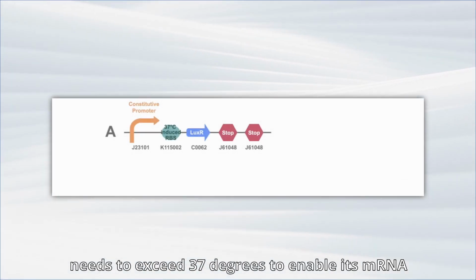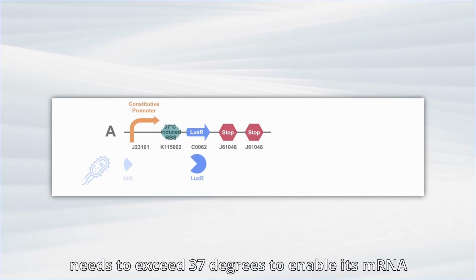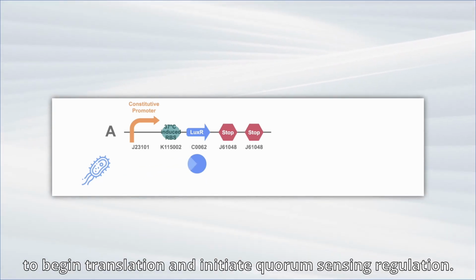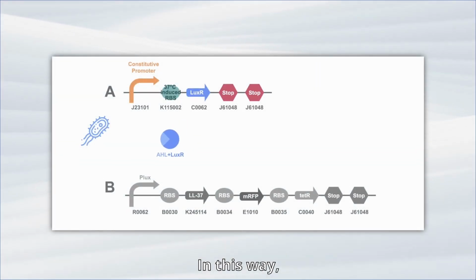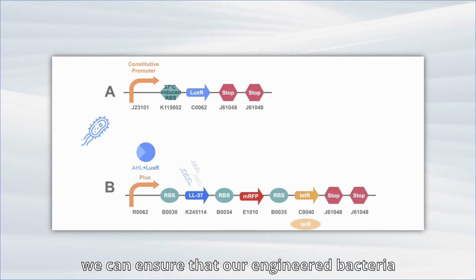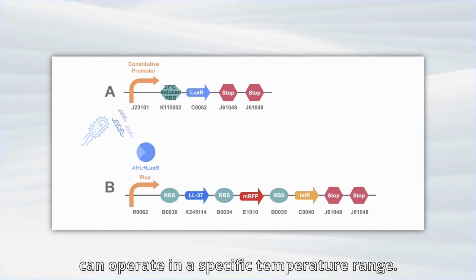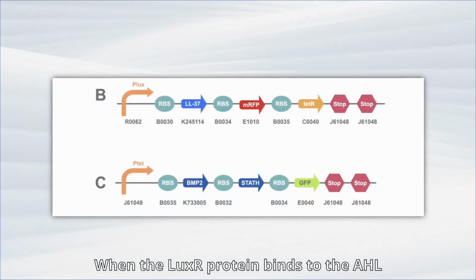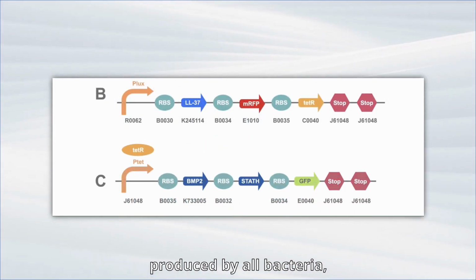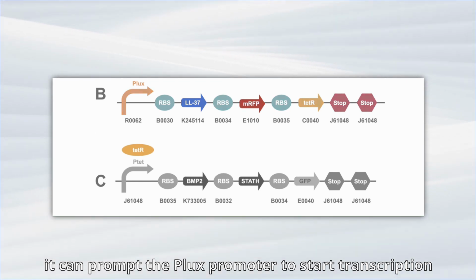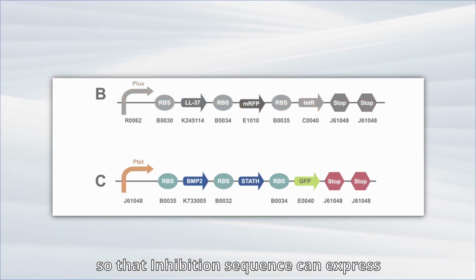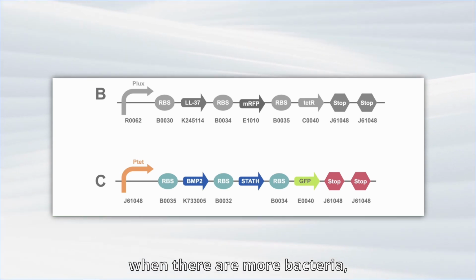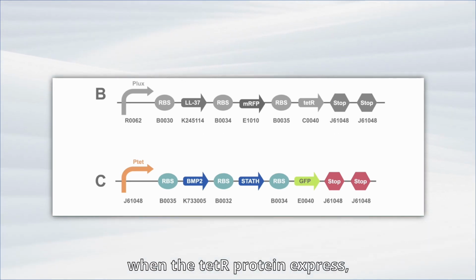The RBS of the quorum sensing sequence needs the temperature to exceed 37 degrees to enable its mRNA to begin translation and initiate quorum sensing regulation. In this way, we can ensure that our engineered bacteria can operate in a specific temperature range. When the LuxR protein binds to the AHL produced by all bacteria, it can prompt the P-lux promoter to start transcription so that the inhibition sequence can express when there are more bacteria. When a TAP protein is expressed, the P-TAP promoter will be inhibited to achieve the antagonistic effect of the inhibition sequence.